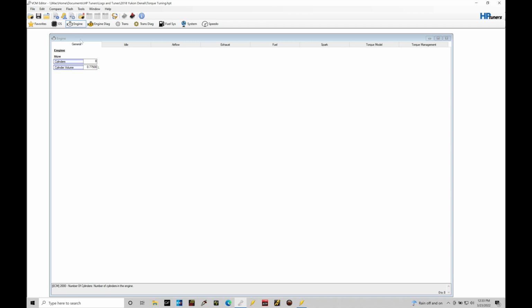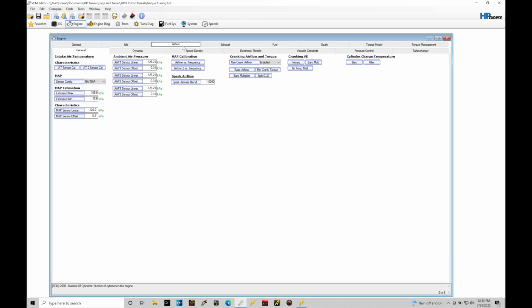So if we move here from our general tab and we go here into airflow, under general, we're going to find that we have our cranking airflow and torque. This is used to provide a certain reference of airflow. We'll find in cranking conditions we're airflow based, not torque based. We do have an option here to use airflow or torque. Generally speaking, most Gen 5s I've ever seen have been in an airflow based type of cranking condition.